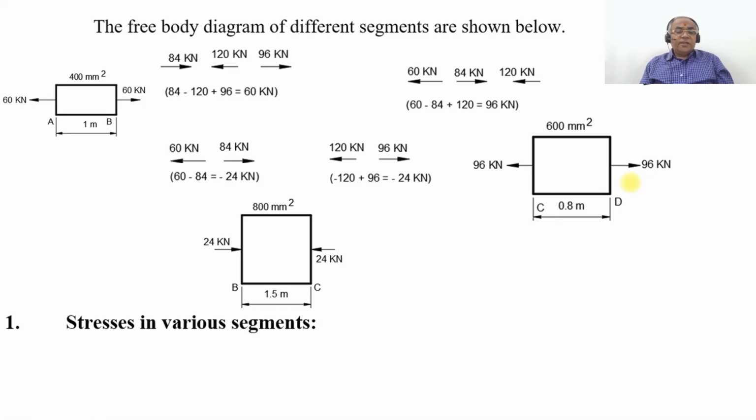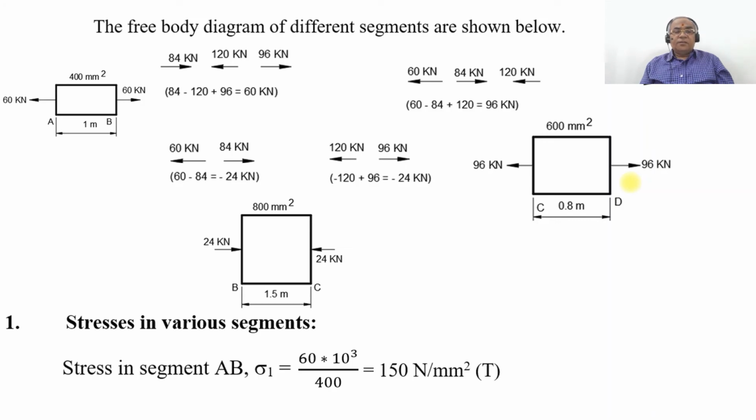So what is the stress in the various segments? First we are going to consider the stress in the segment AB. Sigma 1 is equal to P1 by A1. What is P1? It is 60 into 10 to the power of 3 by A1, which is 400. On simplification, you are going to get 150 Newton per mm square, which is tensile stress.